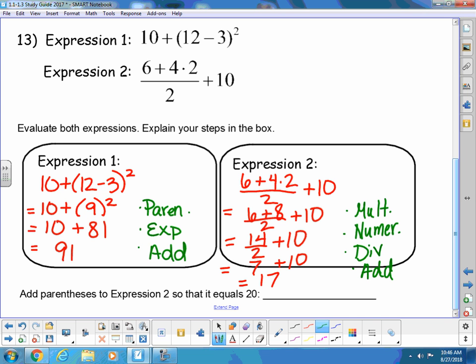Last, add parentheses to expression 2 so that it equals 20. So we want to insert somewhere in the original expression 2 up here a parentheses, so that when we simplify it, we get 20. So this might be a little guess and check with you. Take 1 minute, try it with your partner. If you know it, don't say it out loud. Okay? Try it. Go ahead. See where you can put a parentheses into expression 2 so that instead of 17, it will equal 20.